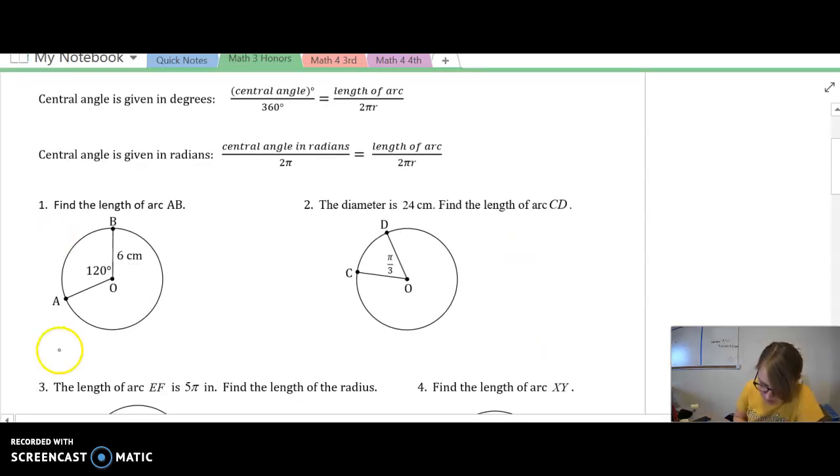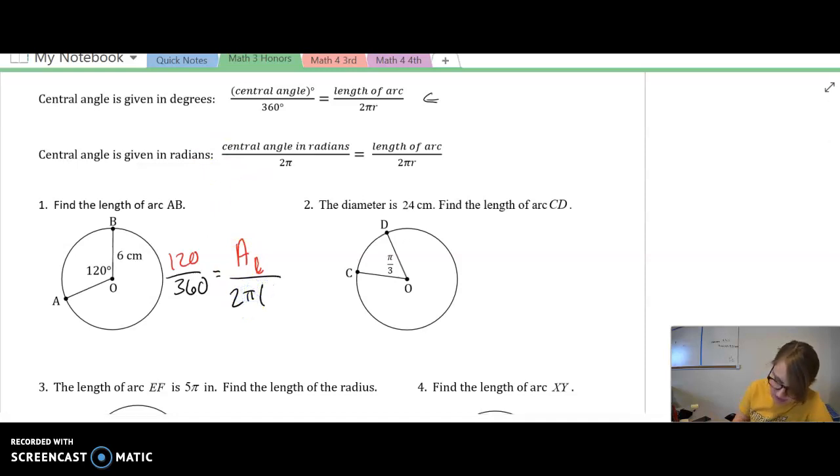So let's look at number 1. We have 120 degrees, so that means we're going to use our first equation here. We're going to do our central angle, which is 120 over 360. Then we're going to find the length of the arc, and I'm going to label this as arc length. And it's going to be over 2 pi r. So we know 2 pi, and then our radius is given as 6. You can find that right there.